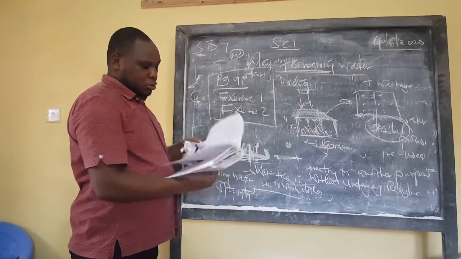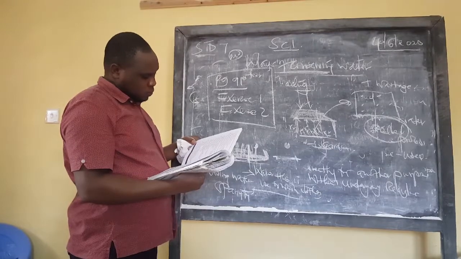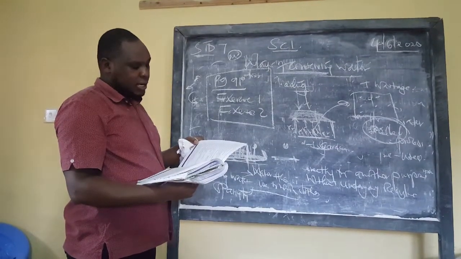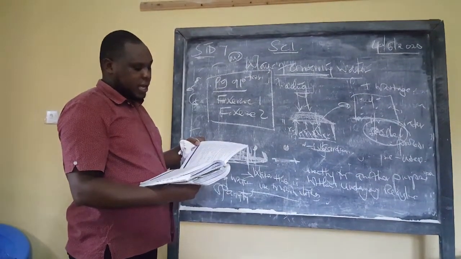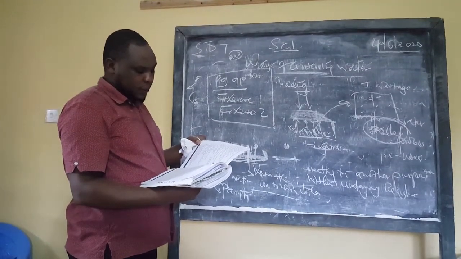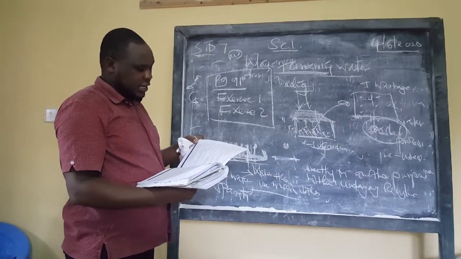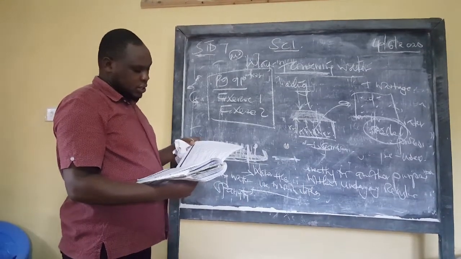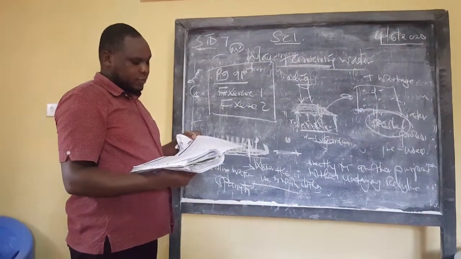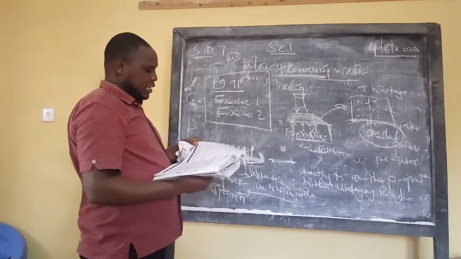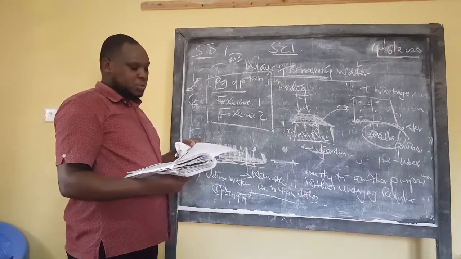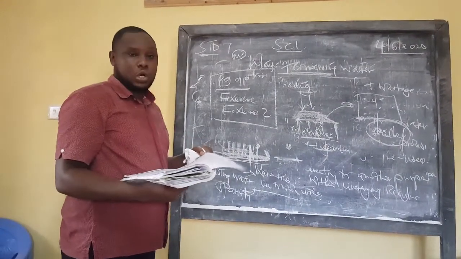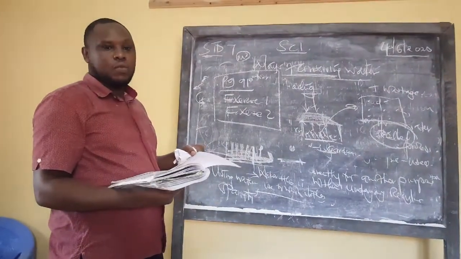Then the last question I'm going to do with you, that is, which of the following is not an effect of water pollution? A, spread of waterborne diseases. B, corrosion of roofing iron sheets. C, soil acidity. D, soil erosion. Which one is not caused by water pollution? The answer is D, soil erosion. Soil erosion is not an effect of water pollution.